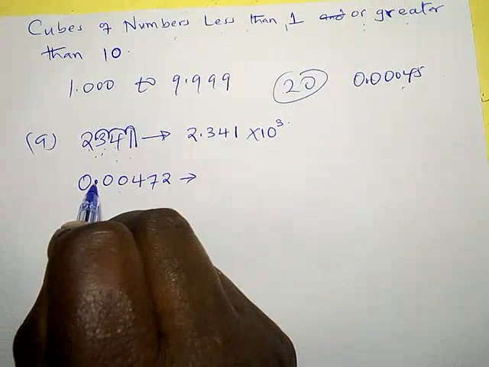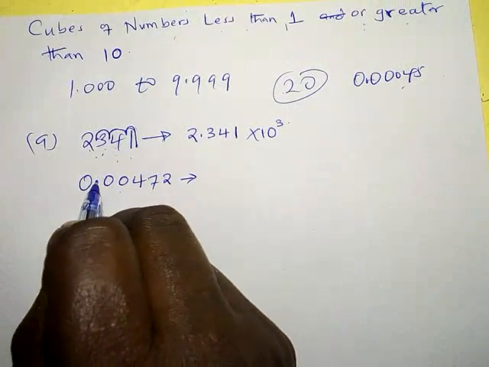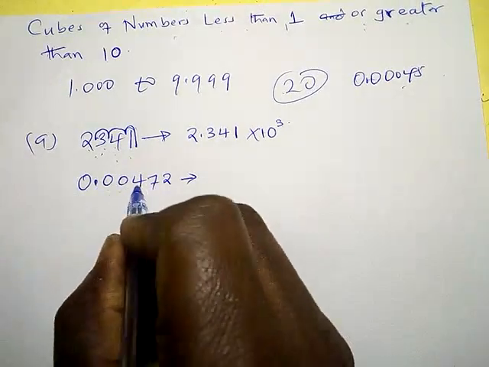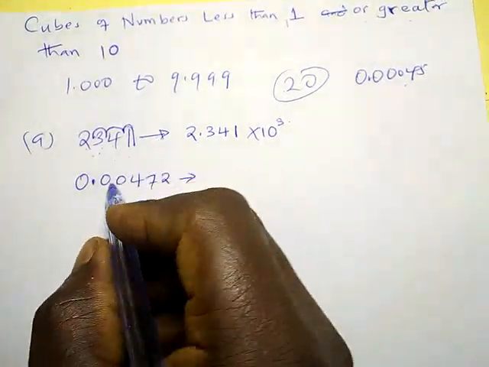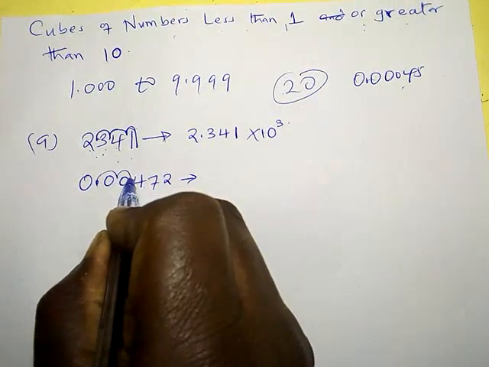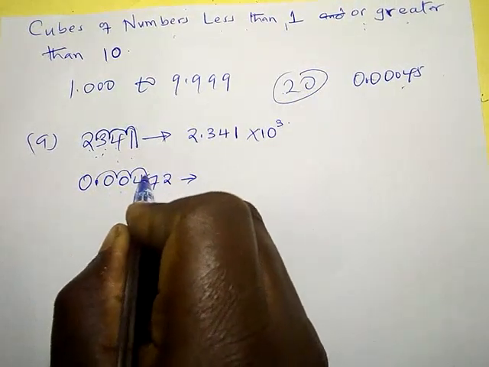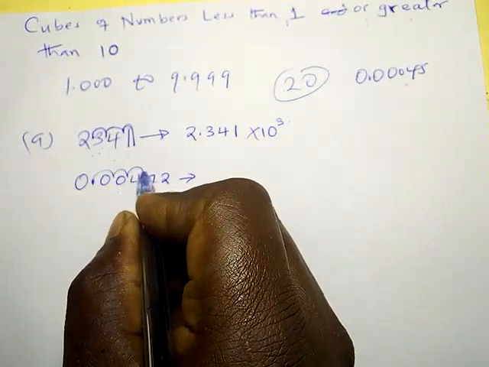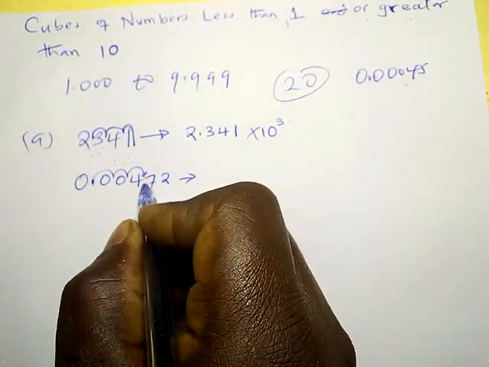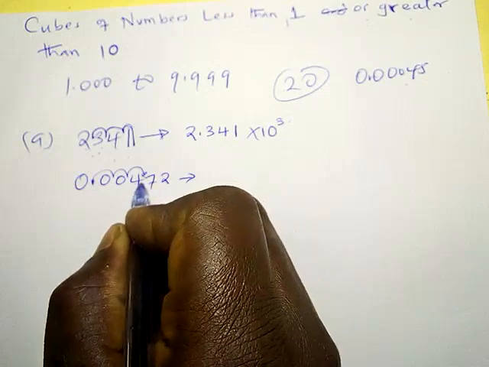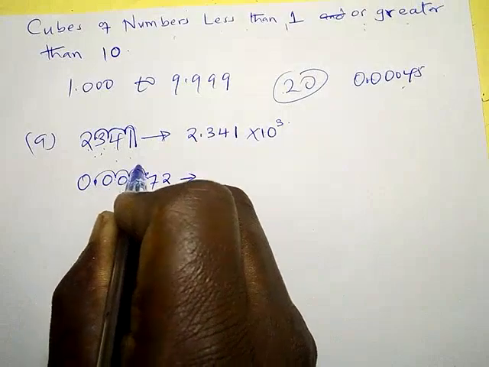Because our decimal point is here and the number we are looking for is a number between 1 and 9, we are looking at that number inside here. Therefore, we move to the right like this: 1, 2, 3. Why did I stop here at 3? Because if I move the next step, I'm going to have 47. 47 is not a number between 1 and 9. Therefore, I stop at 1, 2, 3.